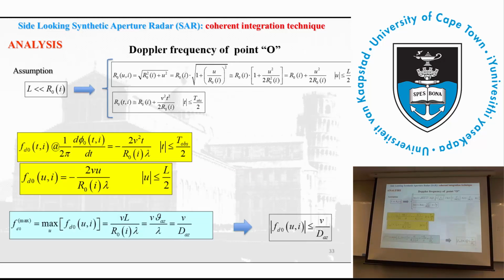Fine. So, here's the assumption again. L is much smaller than the distance. That's the same condition that we used before for the array. Now, if this is true, what I can do is approximate this square root of the sum of these two squared values. I can rewrite it like this, and I can truncate this using a Taylor expansion. I can truncate at the second order term and ignore all the higher orders.